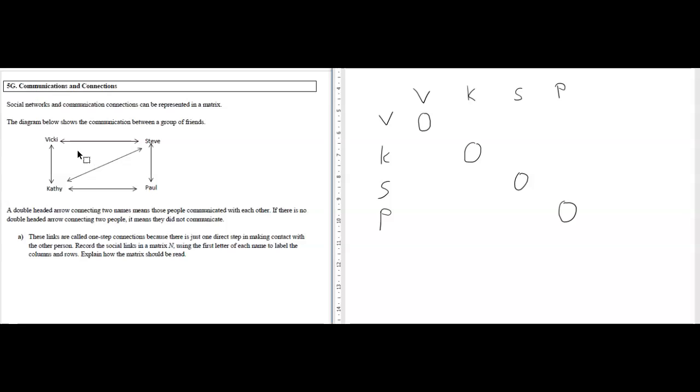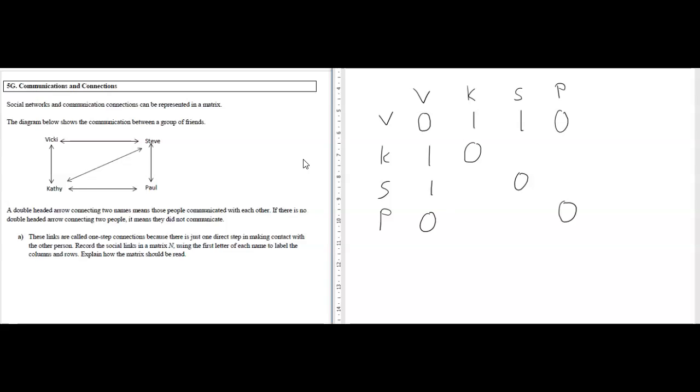Now, let's look at this. Vicky is communicating with Kathy, so we'll put a 1. And the arrow is two ways, so I'm going to put a 1 there as well. Vicky communicates with Kathy, Kathy communicates with Vicky. Vicky also communicates with Steve, so we'll put a 1 there and a 1 here. Now, Vicky doesn't communicate with Paul, so we're going to put a 0 there and a 0 here.